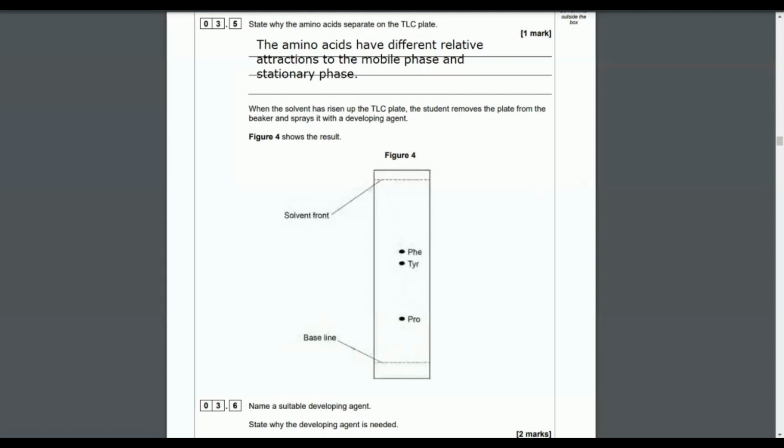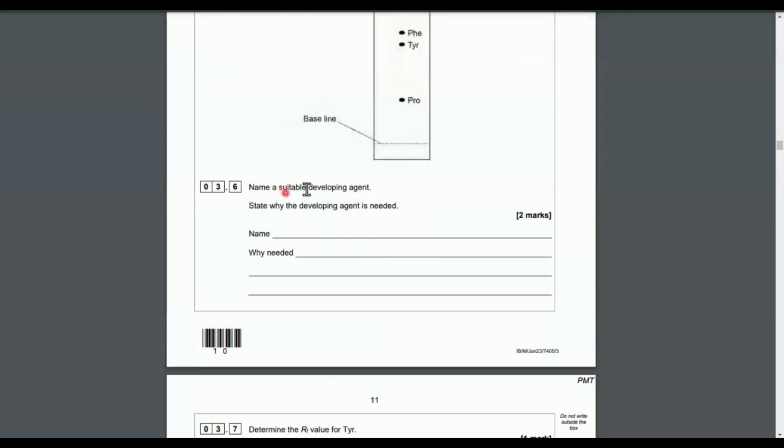We've mentioned stationary and mobile, and it's the fact that some of them prefer to spend more time retained on the stationary phase than they do attracted to or dissolved in the mobile phase. You can talk about solubility as well. Different amino acids have different affinities. Instead of attraction, you can use the word affinity. Name a suitable developing agent. State why the developing agent is needed.